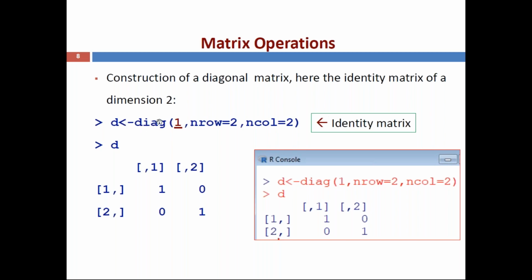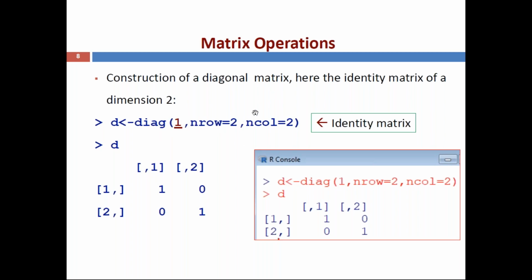So D equal to, this is the command diag. For creation of a diagonal matrix, you can use diag. By default, the data is 1, which I have taken. The reason is that here I am creating an identity matrix with dimension 2, so you can give the identity value as 1 at the diagonal position.